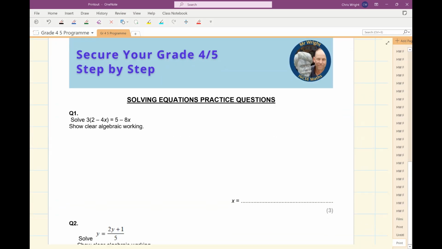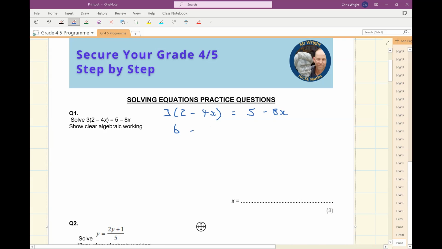Question 1. We've got to solve this equation. Let's write the equation down here. 3 lots of 2 minus 4x. I'll need to multiply out that bracket before I do anything else, I think. 3 times 2 is 6. Copy the sign. 3 fours are 12x equals 5 minus 8x.